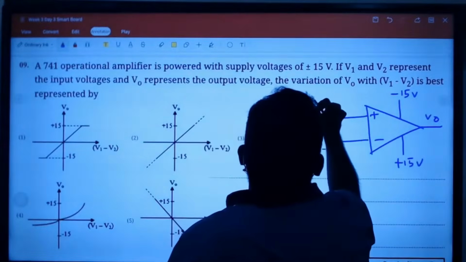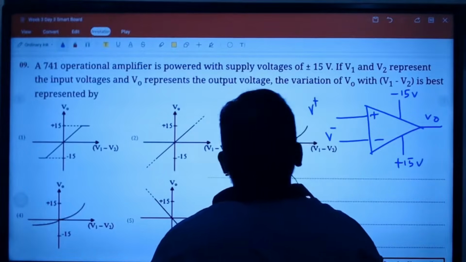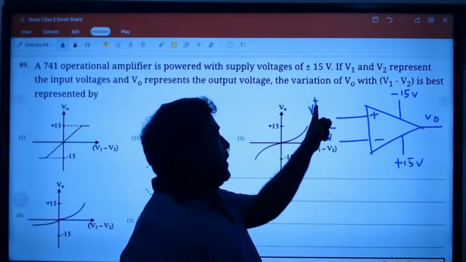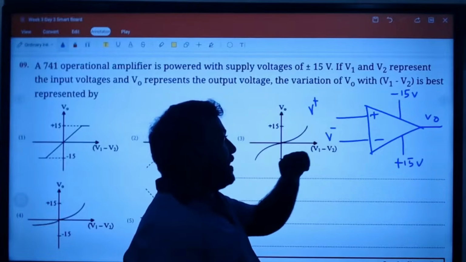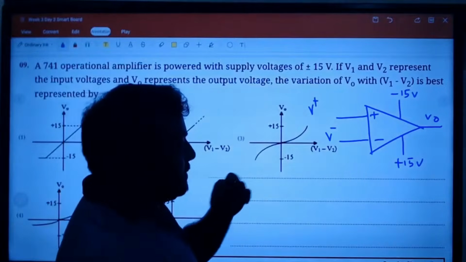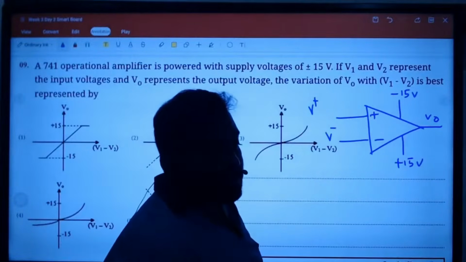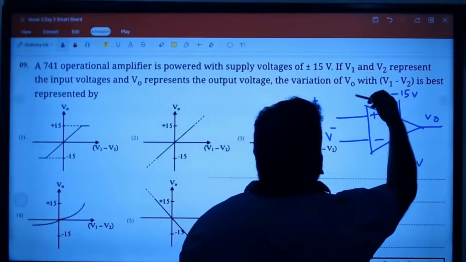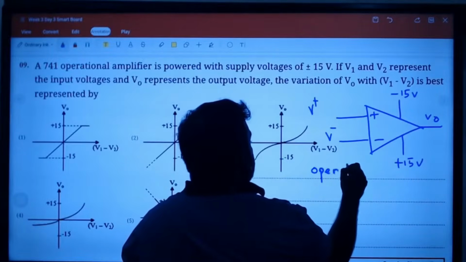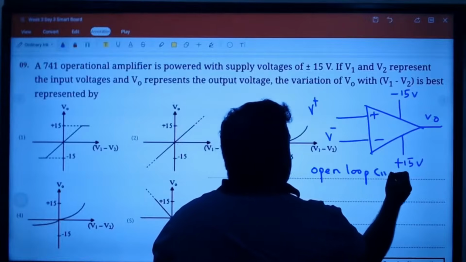Generally we say V plus here, we say V minus here. These are called the non-inverting input and the inverting input. That's your output. What kind of circuit is this? It is called an open loop circuit. Why? The output has no feedback with the inputs. So it's an open loop circuit.